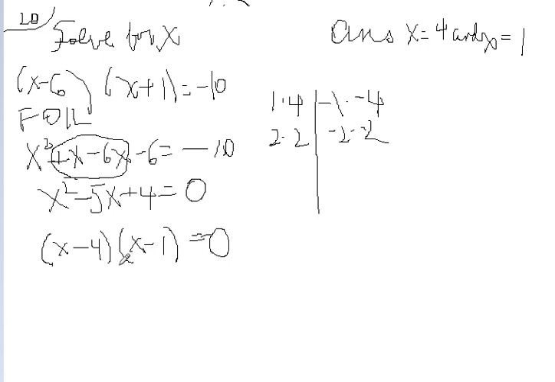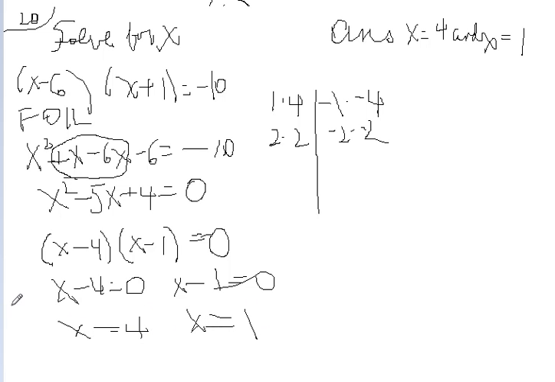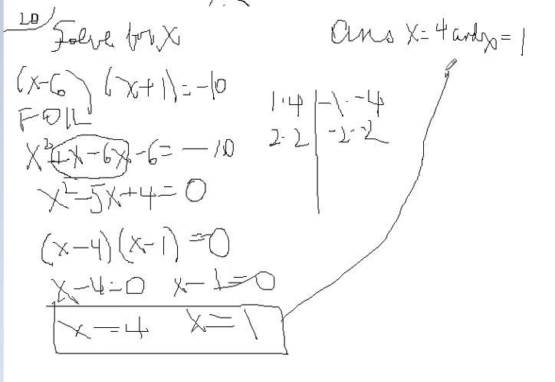Okay. So now, watch me. How do I make this one 0 or this one 0? I know either x minus 4 equals 0 or x minus 1 equals 0. And so x equals 1 or x equals 4. And ladies and gentlemen, I get 2 answers, and that's what we said was going to be when we started. Got it? Thank you.